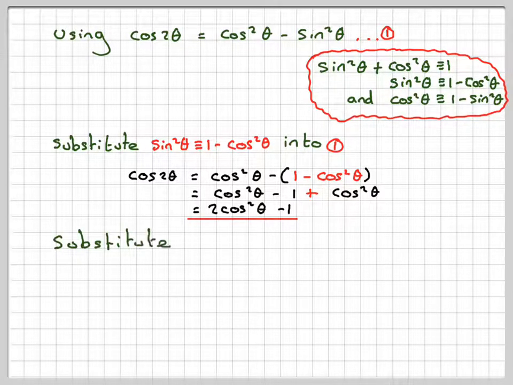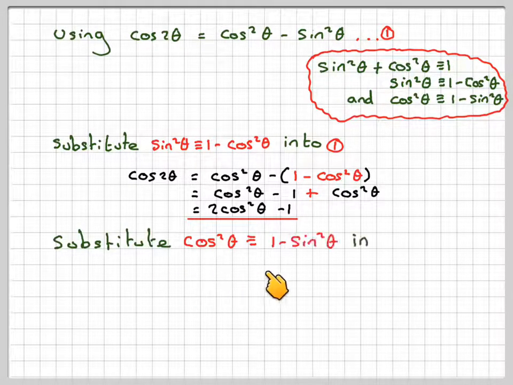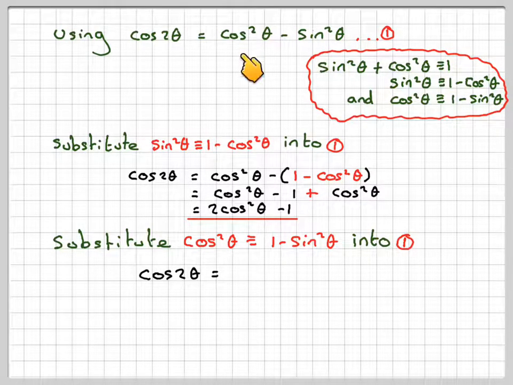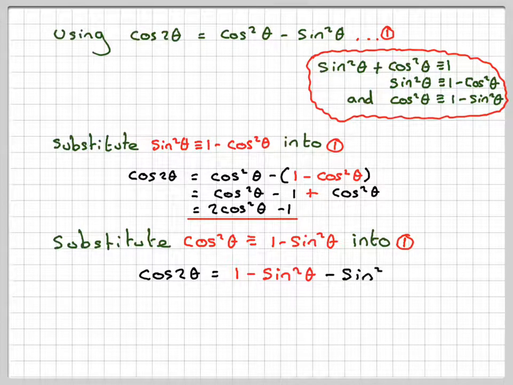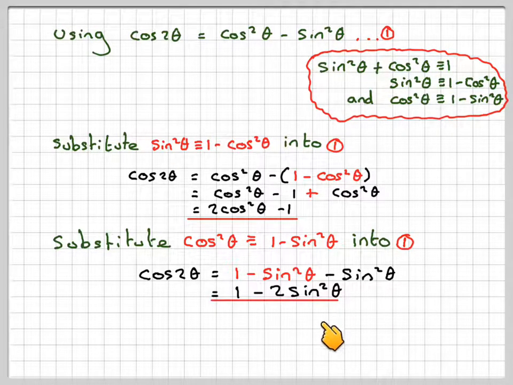And also if we substitute cos squared theta is equivalent to 1 minus sine squared theta into 1, we're going to get cos 2 theta. Now instead of cos squared theta, we're now going to put 1 minus sine squared theta, and we've still got that minus sine squared theta on the end. So that gives me 1 minus 2 lots of sine squared theta. So for cos 2 theta, there are actually 3 different formulae.